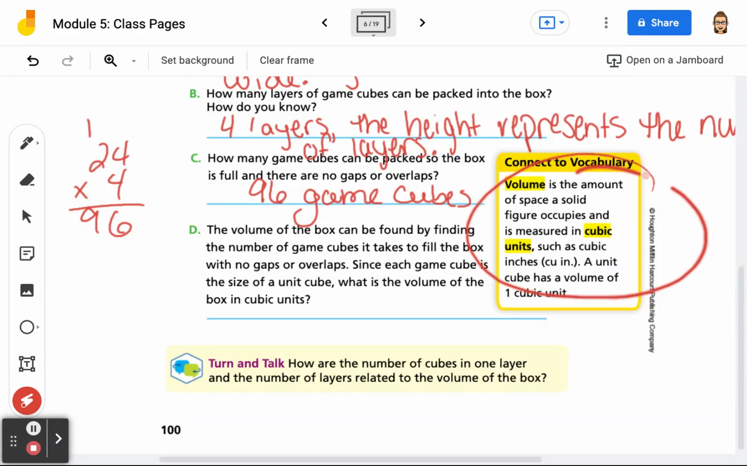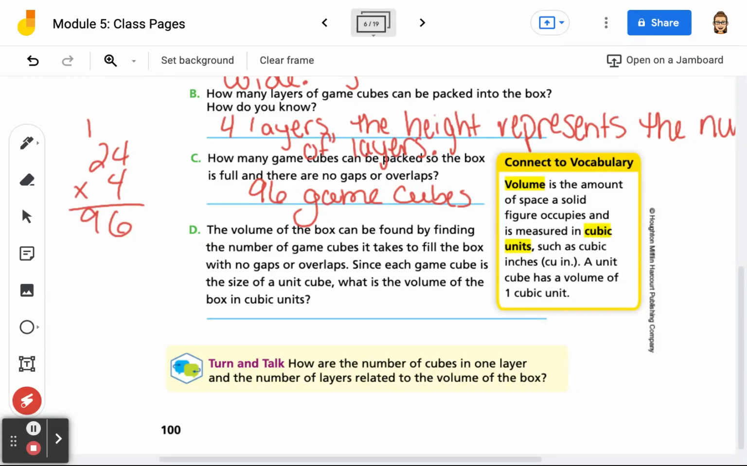So right over here we have some vocabulary. So the volume is the amount of space a solid figure occupies and is measured in cubic units, such as cubic inches. A unit cube has a volume of 1 cubic unit. So it could be inches, feet, centimeters, but it's a cubic unit.